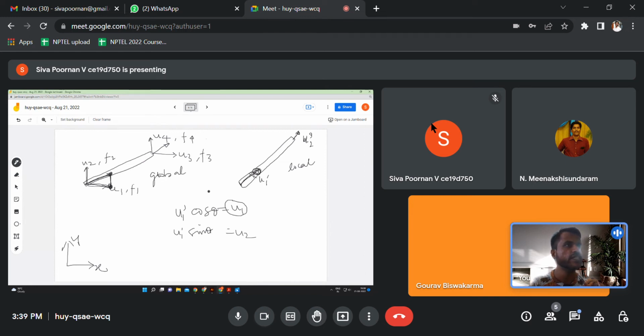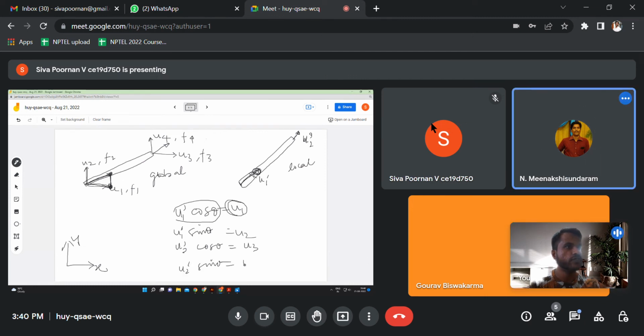So here I'm converting local coordinates to global coordinates. You could do it the other way also. In the course lecture you would have seen it the other way. Anyway, you could do it. This seemed more intuitive to me, that's why I'm doing it this way. So u1 dash cos theta is equal to u1, and u1 dash sin theta is equal to u2. Similarly, u2 dash cos theta is equal to u3 and u2 dash sin theta is equal to u4. Is this clear? Is there any mistake in what I have done, or is it okay, fine?